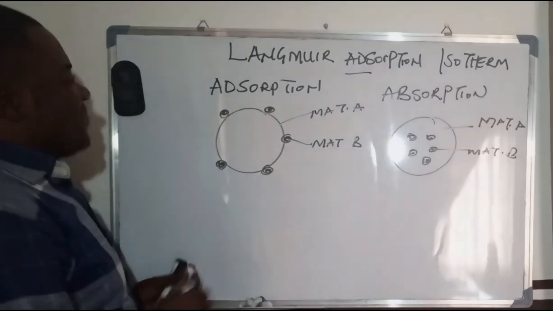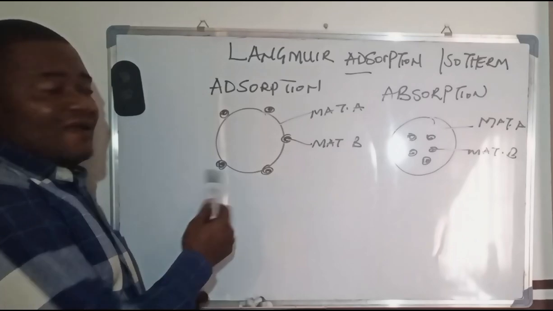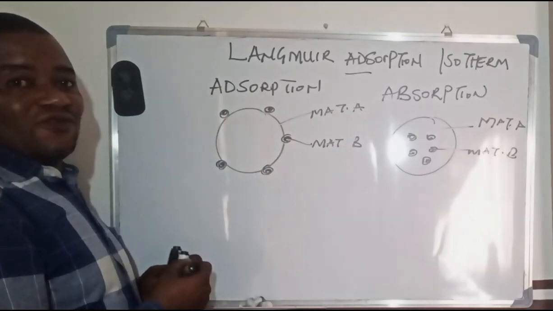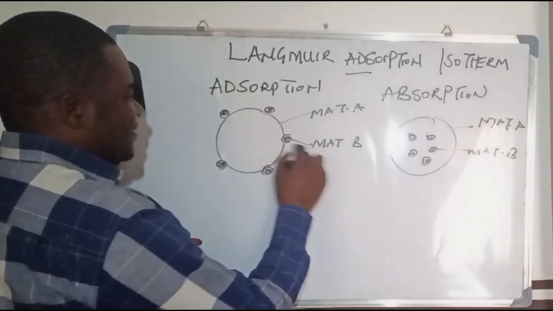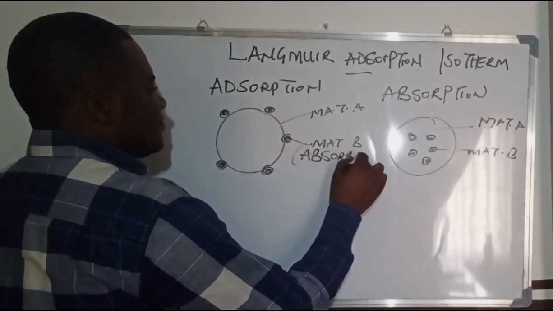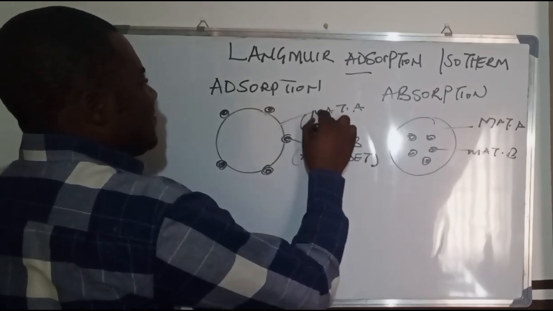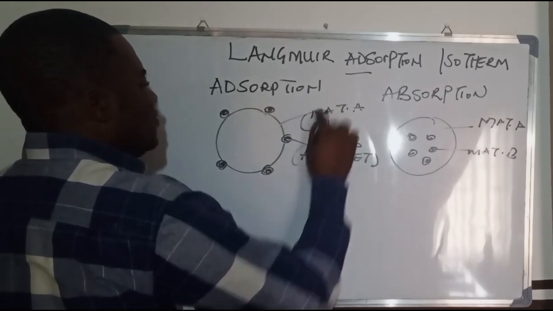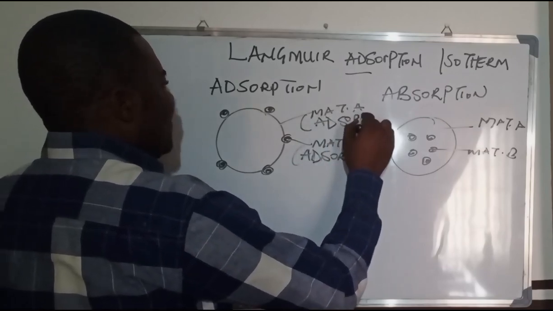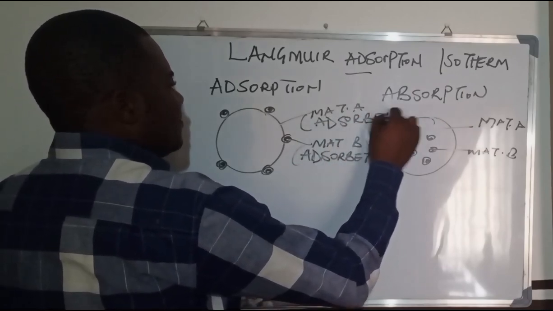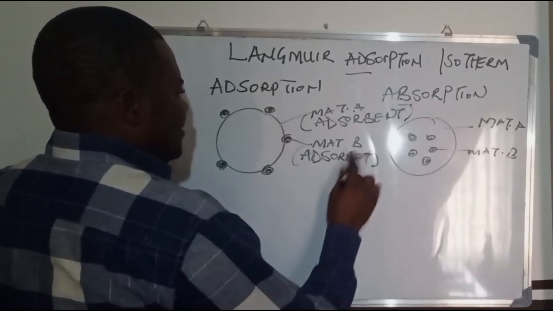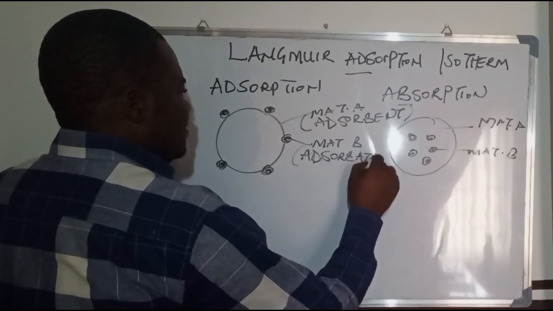Do you know that when you take a look at what happens here, this material that we have here is your absorbent. This material is what you call absorbent. And this material here is what you call your adsorbent. Your adsorbent. Okay, let's say adsorbent, spell this way.